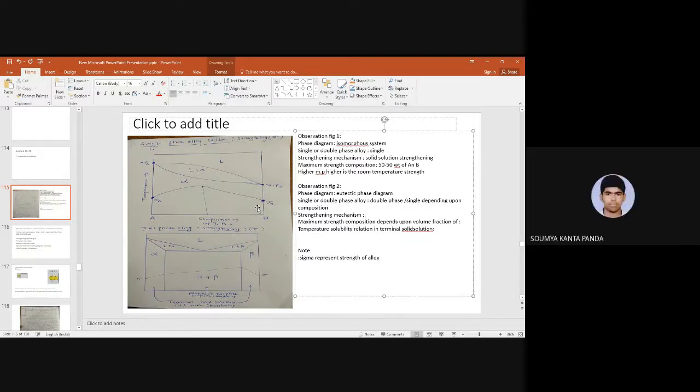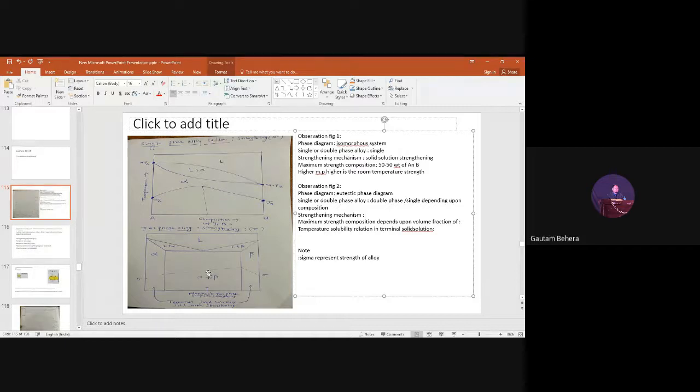Before answering, only some part of the diagram has alpha present, and only alpha is present there. In other parts only beta is present, and their strengthening mechanism is different. And where alpha plus beta both are present, the strengthening mechanism will be different. Very good.